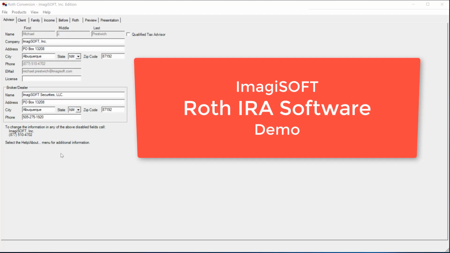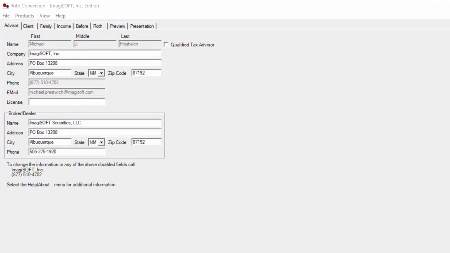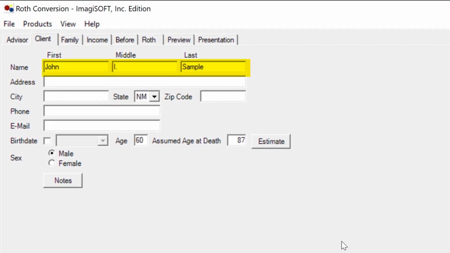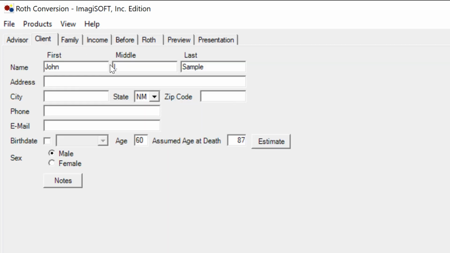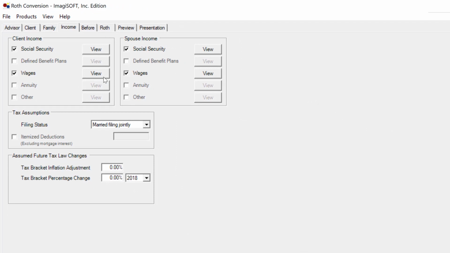Today I'm going to demonstrate our Roth IRA conversion software. The purpose of this demonstration is to show you how to take a typical average American client, in this case I'm calling him John I. Sample, who's 60 years old, and his wife, Susan Sample, age 57, with a life expectancy of living until age 92. John has a life expectancy of age 87. And they're just average folks.